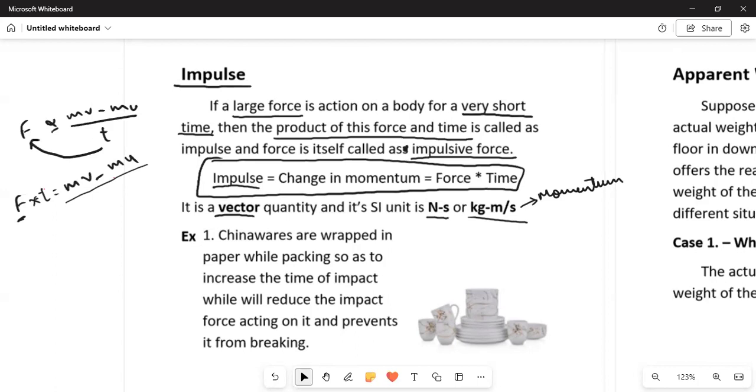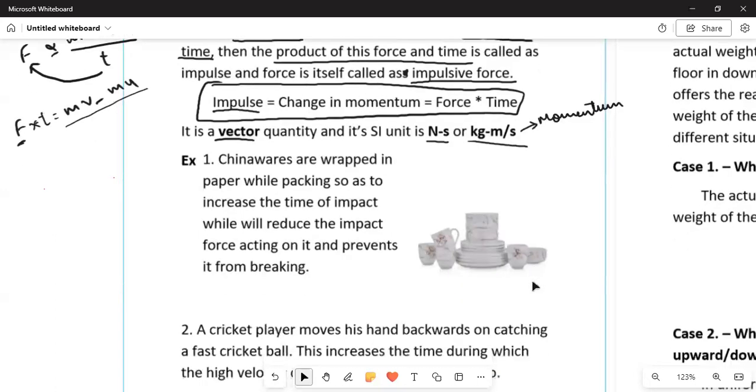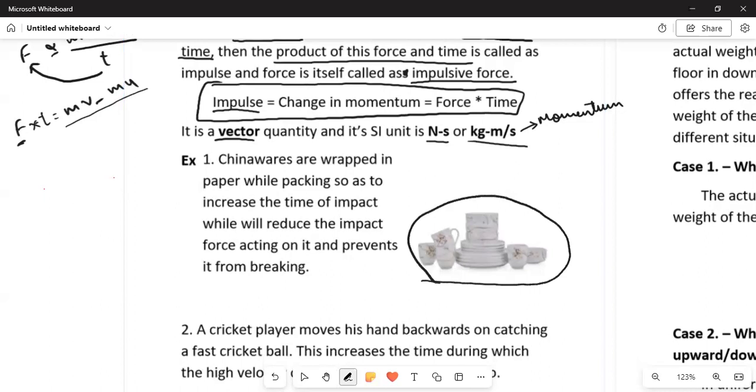Okay, so now we'll see the application of impulse. Now see the China wares. You see this image over here. This is the image of the China wares. The China wares are wrapped in paper while packing so as to increase the time of impact, which will reduce the impact force acting on it and prevent it from breaking. Now, we know that the change in momentum is going to be fixed.